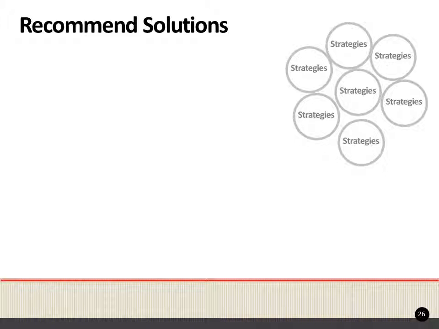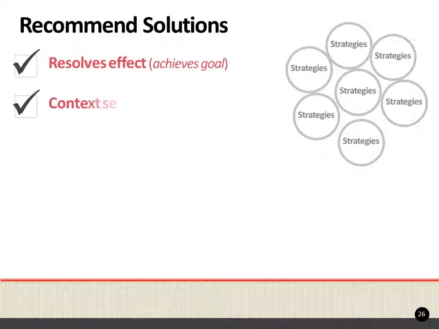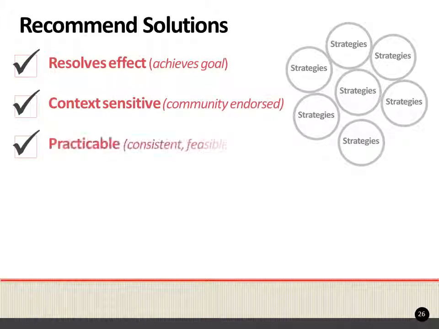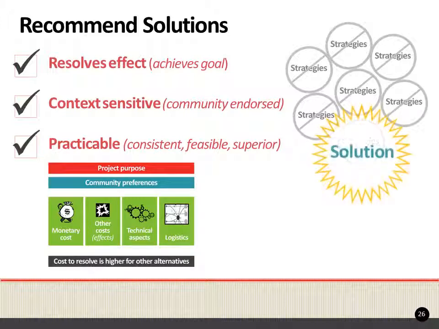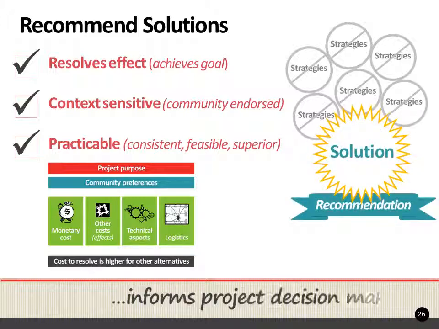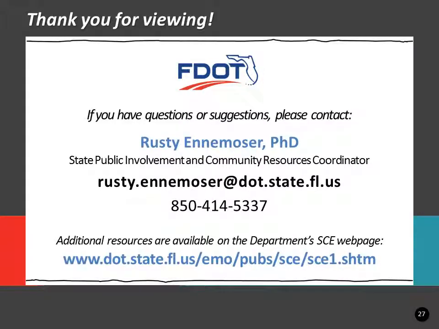Review the identified strategies based on effectiveness in resolving effects, context sensitivity, and practicability, and eliminate those that do not meet these tests. From the remaining strategies, recommend which should be considered further in the project decision-making process. This concludes the training on identifying potential solutions to effects.